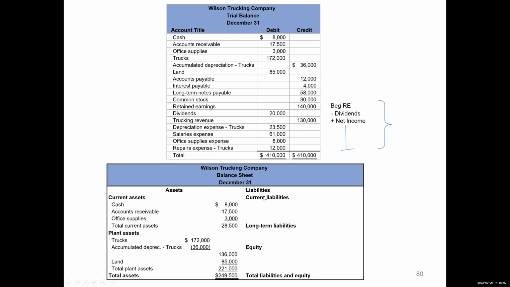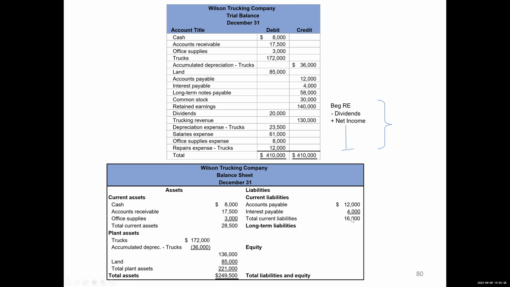Okay, let's go over to liabilities. Current liabilities. Looks like we got two of them. We got accounts payable and interest payable. That long-term notes payable is not going to go in the current section. Let's go ahead and do the first one. Accounts payable of 12,000. Next one, we have interest payable of 4,000. Okay. So what is our total current liabilities? Well, it looks like it's to be 16,000, right?